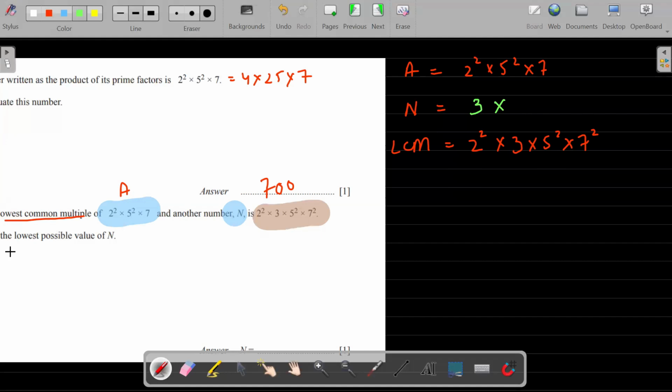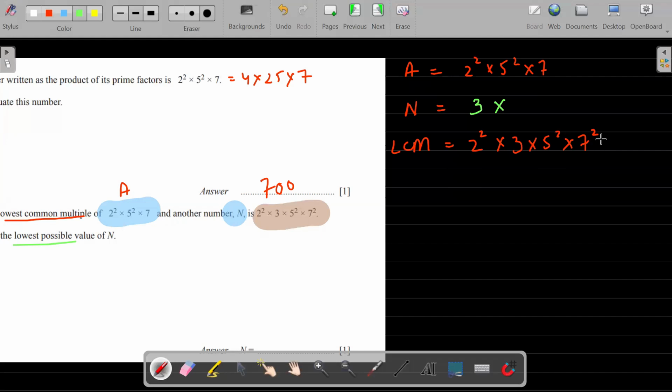Because it says the lowest possible value. Okay, the highest possible value can be all numbers, because the LCM contains all numbers which are common and non-common as well, loop ones and non-loop ones at the same time. But right now it says the lowest possible value. So I will pick all those values which are present in the LCM but not present in the value of A. Here 5 square is present.